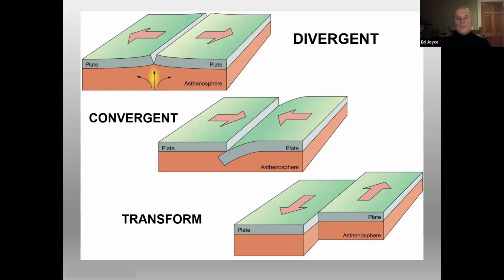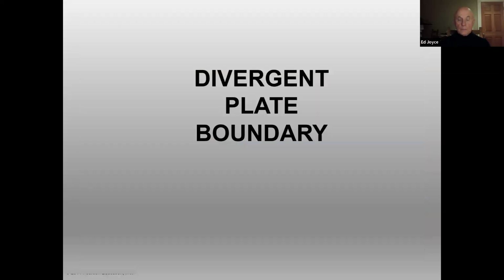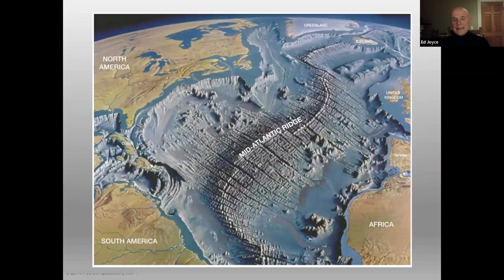And I want to give real world examples of all 3 of these plate margins. And the first is a divergent plate margin. And the classic divergent plate margin is the Mid-Atlantic Ridge shown in this slide. The Mid-Atlantic Ridge is the longest mountain range on the Earth. It literally goes around. You can follow this around the whole Earth. And it stands thousands of meters above the sea floor.